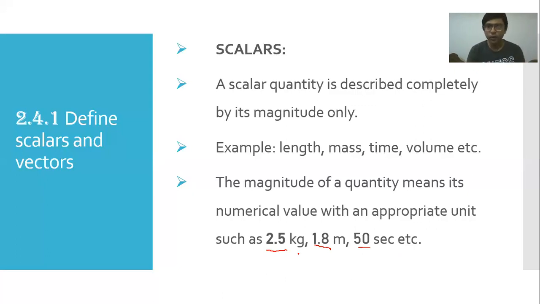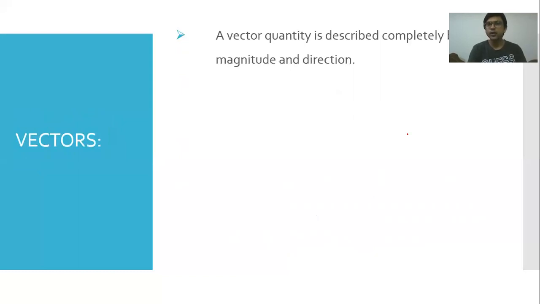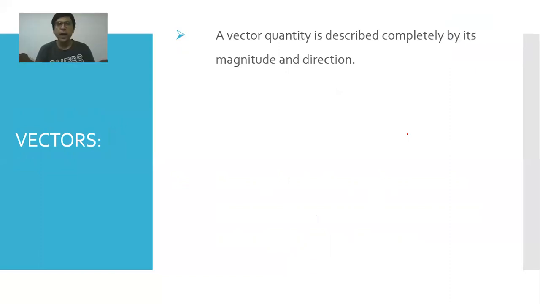Now, what are vector quantities? Let's look at the definition. A vector quantity is described completely by its magnitude and direction. So here there is one additional thing, which is the direction.